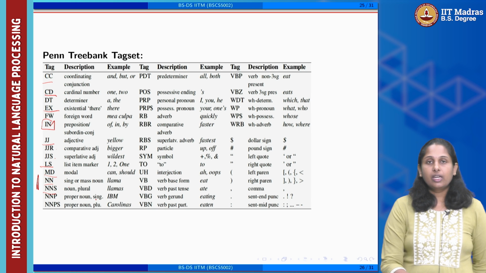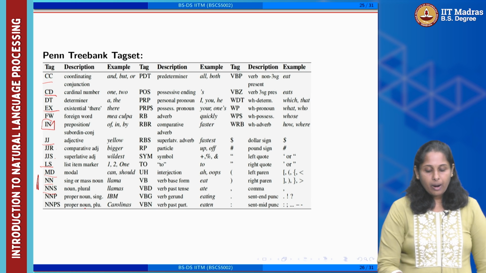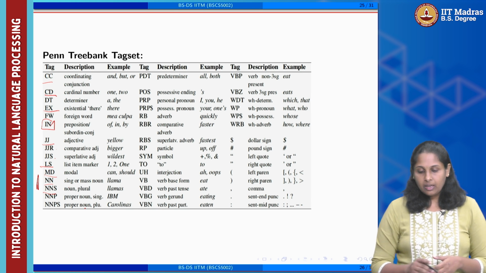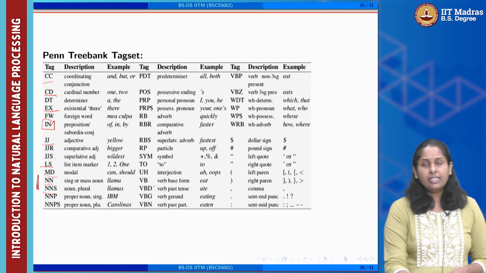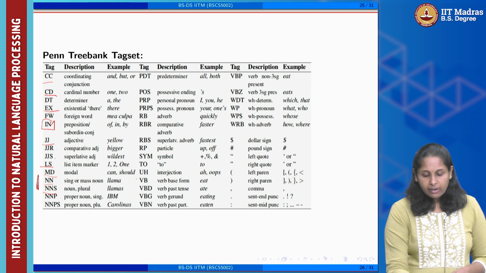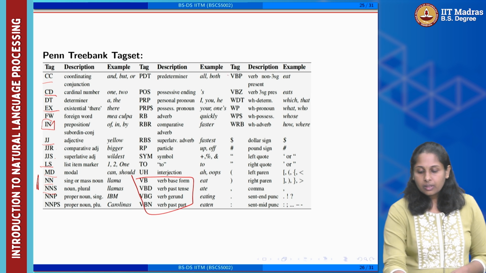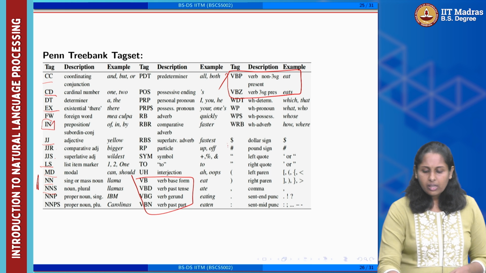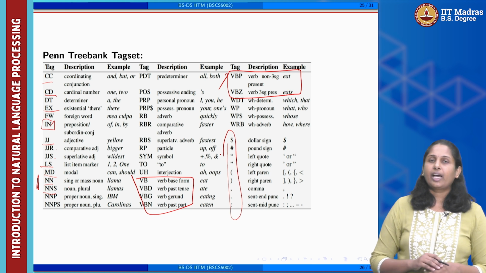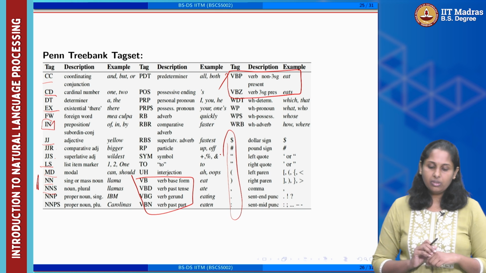And proper noun singular is given with NNP, and proper noun plural with NNPS. So similarly, predeterminer, possessive ending, personal pronoun, you could see multiple tags are being given, and verbs are given with subtypes like this, right, and all other non-alphabetic characters also get their own tags.